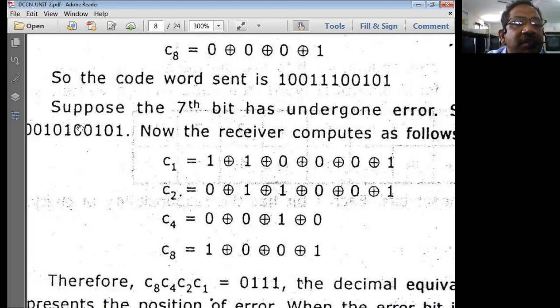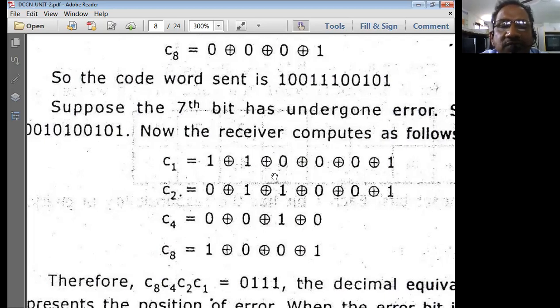That means the seventh bit is 0, meaning there is an error in the seventh bit. So this bit is received by the receiver, for example. This has happened in the transmission channel. Due to the losses in the transmission channel, let us say this bit has been inverted. Now that is an error that took place in the transmission medium.